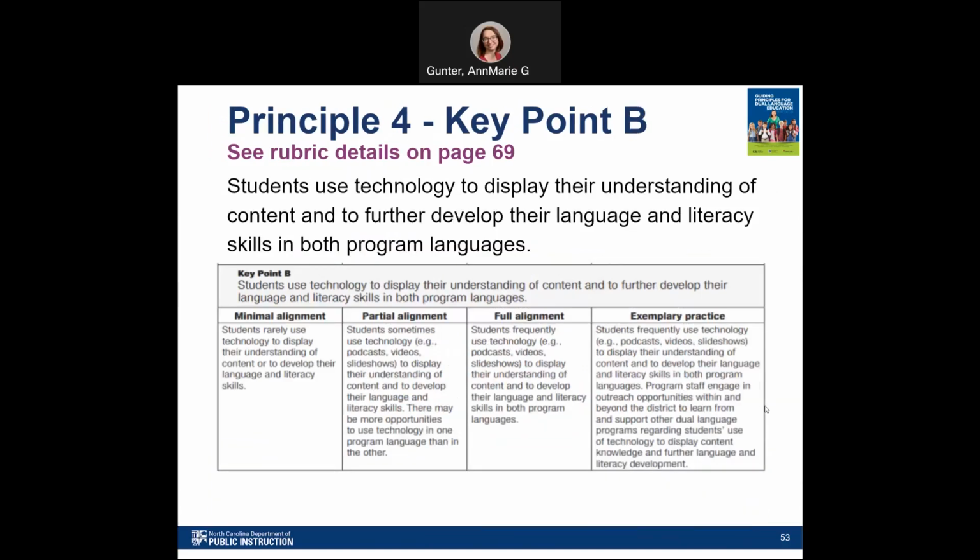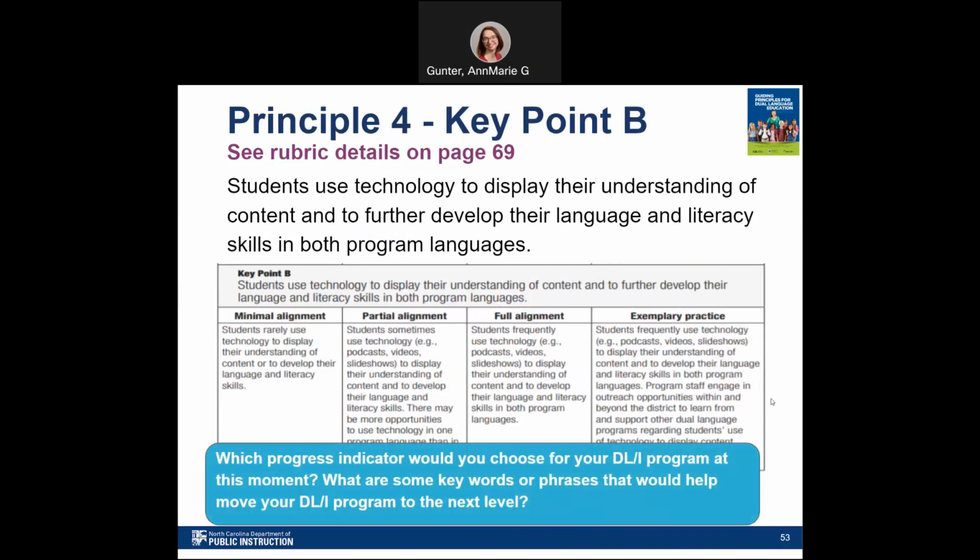Key point B, which is on the same page, is students use technology to display their understanding of content and to further develop their language and literacy skills in both program languages. Again, take a moment to read what's here in the progress indicators for that particular key point, and then answer the questions. Which progress indicator would you choose for your DLI program at this moment? And what are some key words or phrases that would help move your DLI program to the next level?